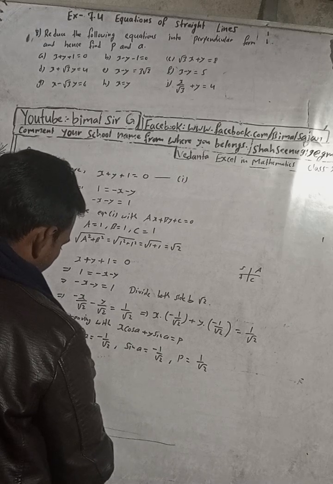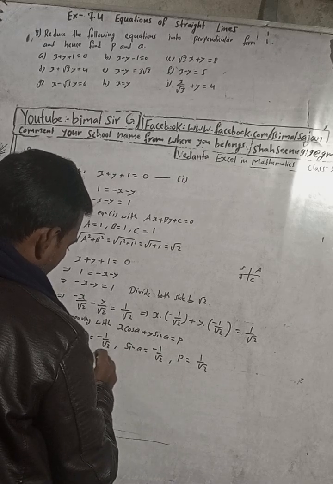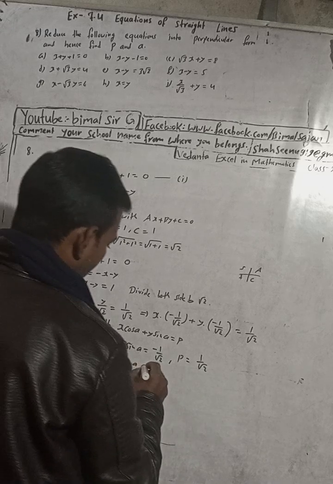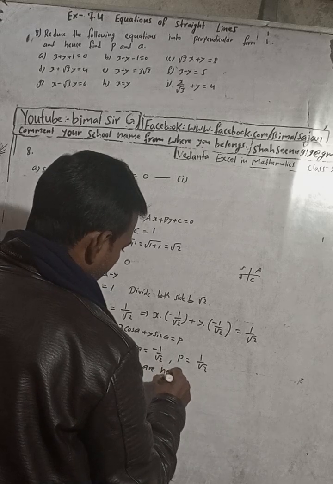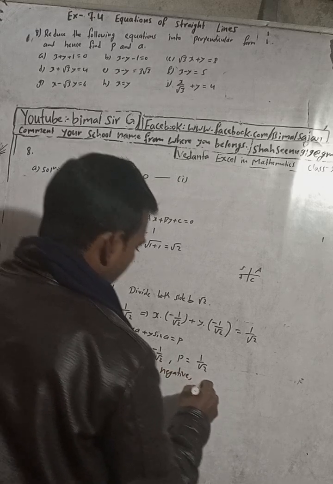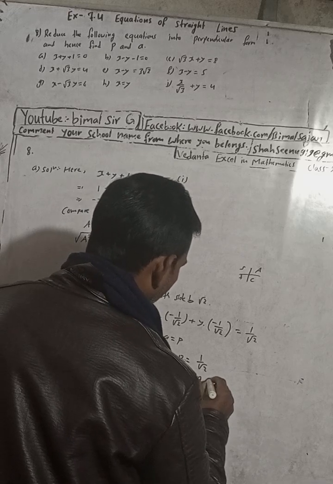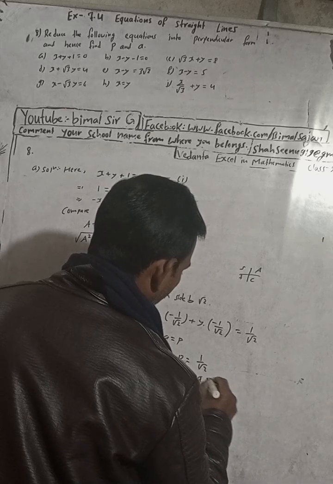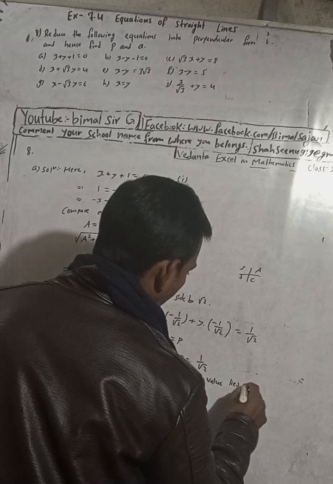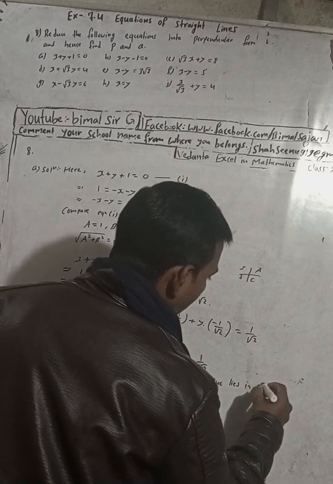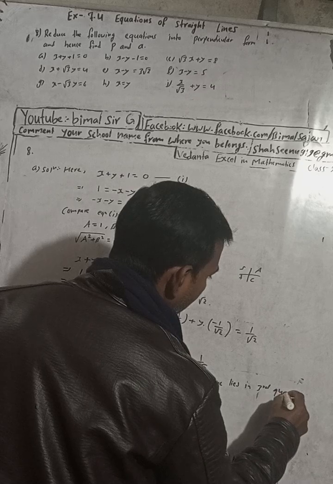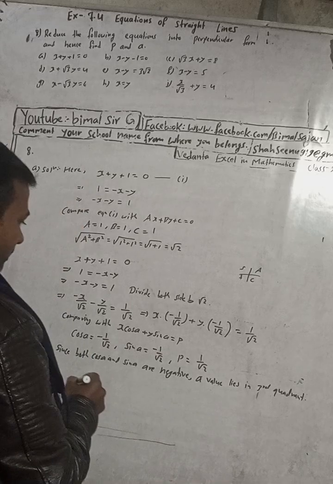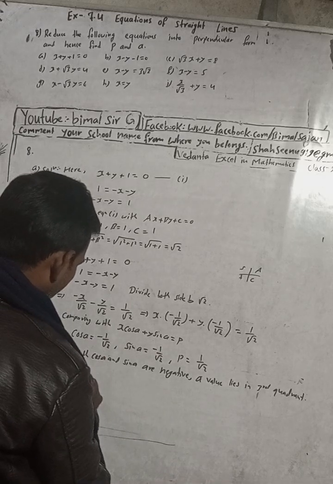Since both cos alpha and sin alpha are negative, okay, alpha value lies in the third quadrant. So in third quadrant means what? I can write now here this is cos.